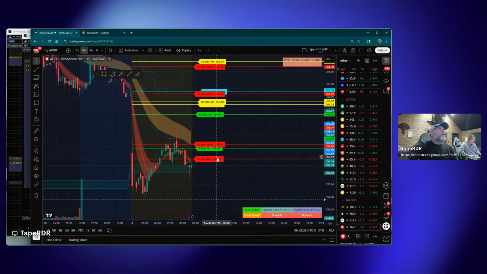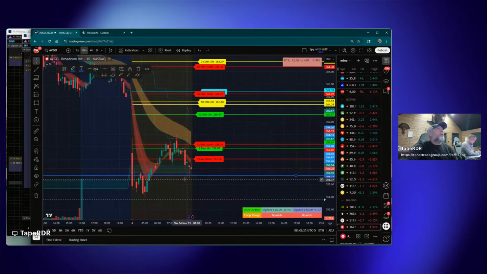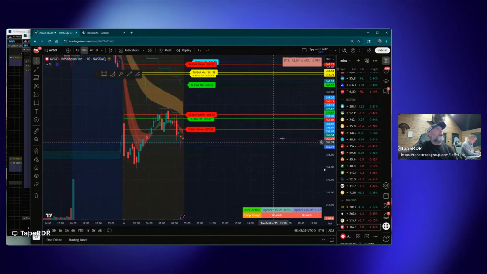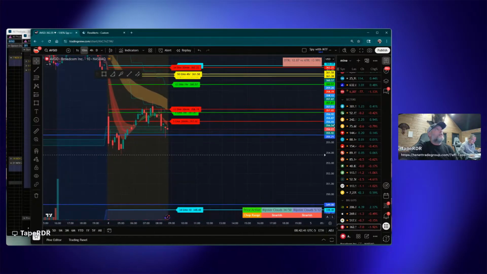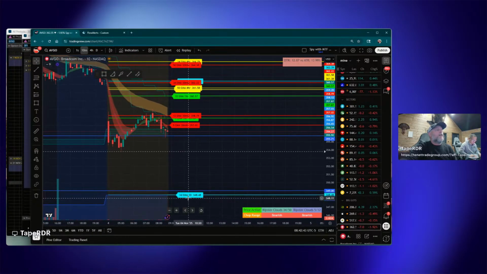That being said, we would take this trade when we broke below the 50-55, okay? Right here, you can see this 50-55. We would take this trade and we would shoot down. This is AVGO, by the way, but we would shoot down and aim at this target right here, which is the 34 EMA on the daily at 348.48.